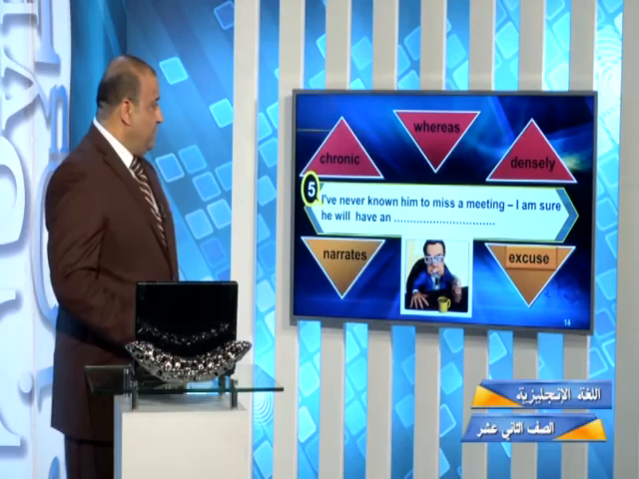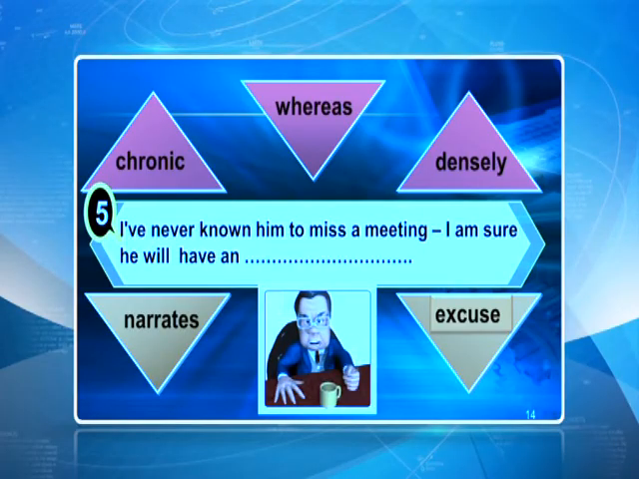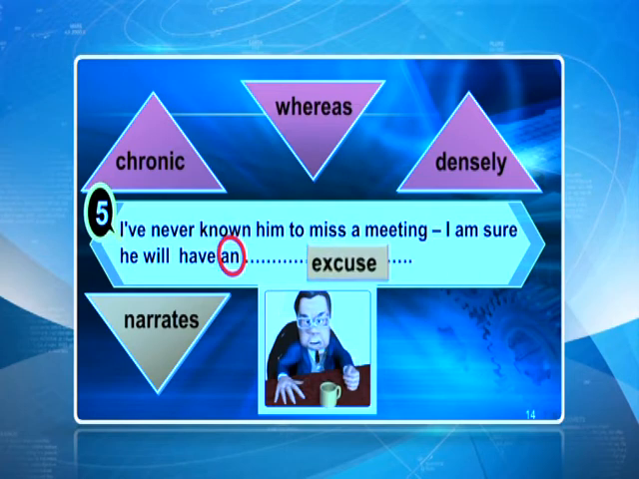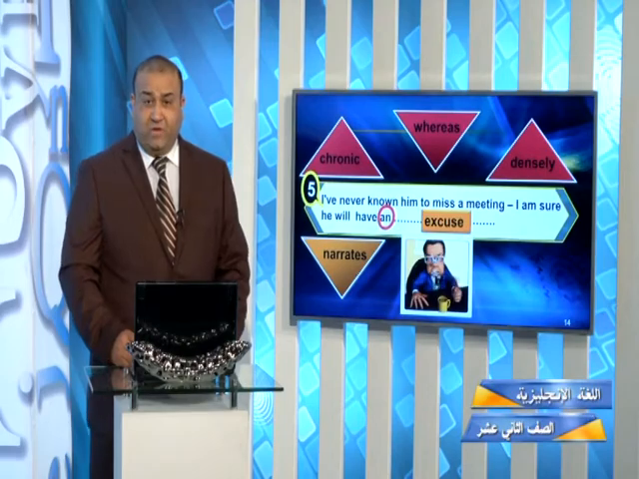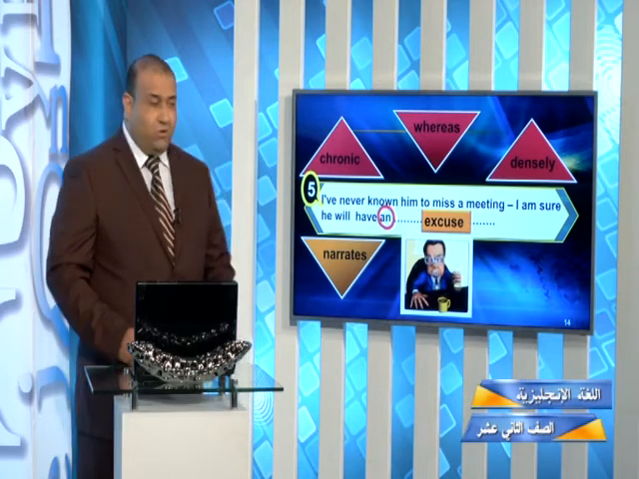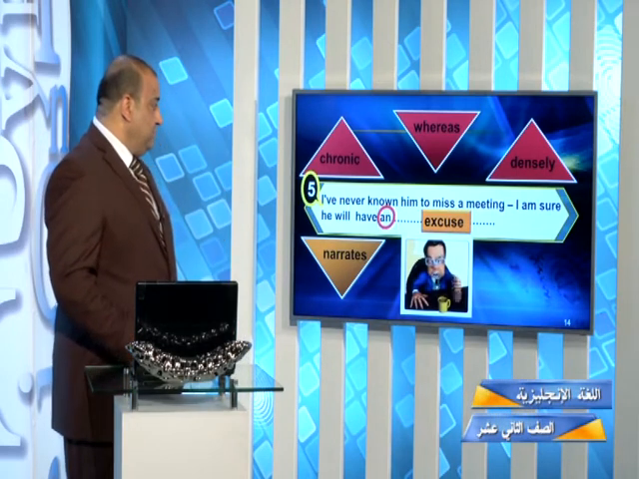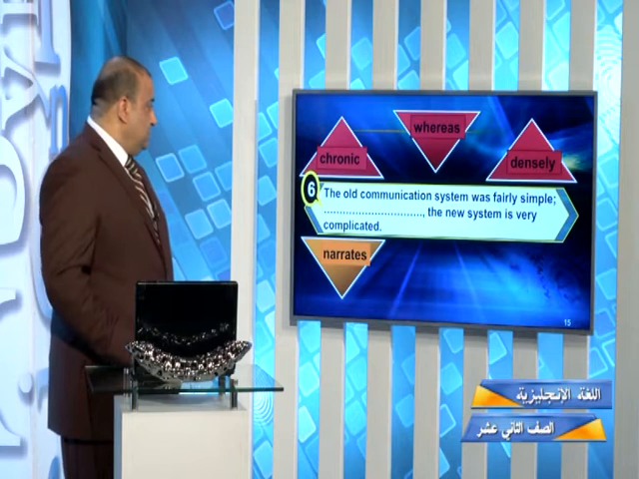Let's take an example. For example, I've never known him to miss a meeting. I'm sure he will have an... This indefinite article is extremely important. Why? Because all of you know that after this indefinite article, we need a singular noun. If we know that we have only one noun in this group of words, it's easy to decide on the correct one, which is excuse. Whenever you are sure about your answer, try to cross out the word in order to concentrate on the remaining ones. Let's move now to the following sentence.